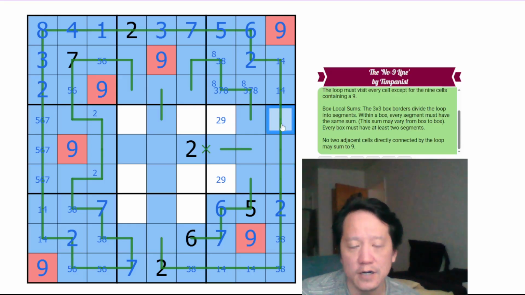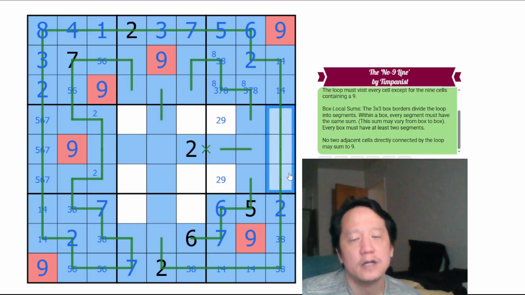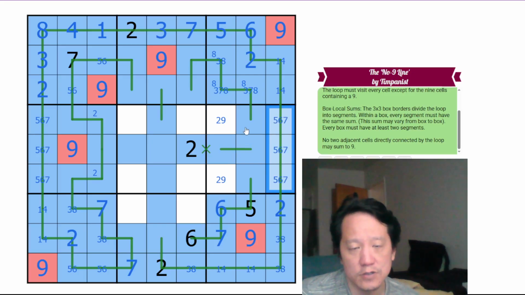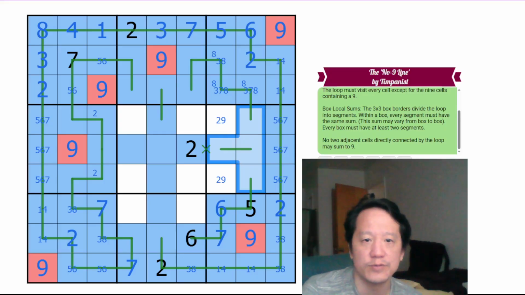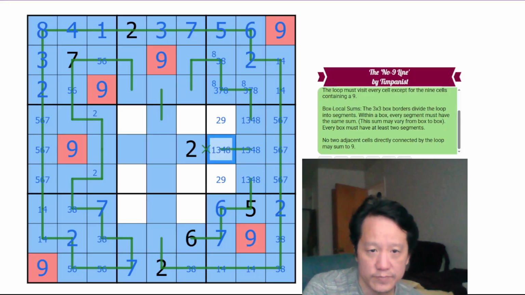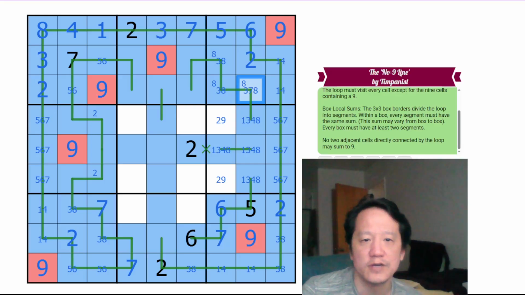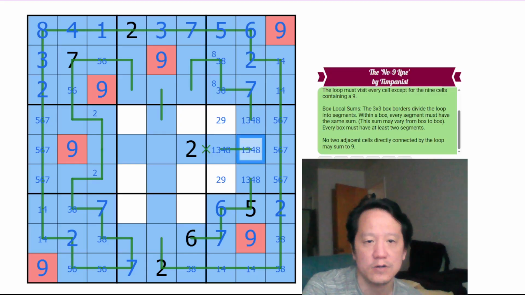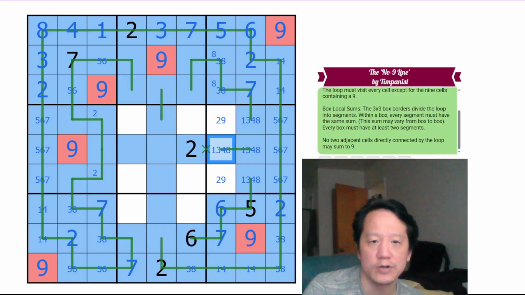Remaining digits in column 9 are 5, 6, and 7, which does work. So the remaining digits have to be 1, 3, 4, and 8. 7 eliminates 7 here. Where is the 7 in box 3? It must be there. So this is 3, 8 as a pair. This can't be 3 or 8 here. It's 1 or 4.